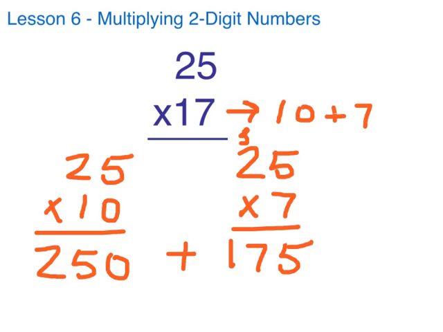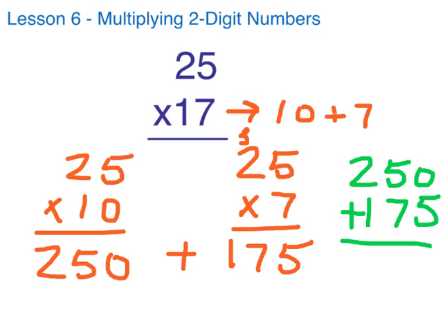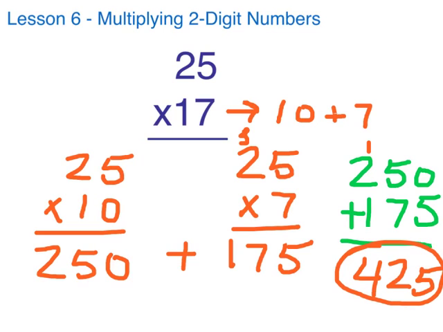So now we might have to do a little addition on the side. So 250 plus 175. Here we have a 5. 5 plus 7 makes 12. 1 plus 2 plus 1 makes 4. So our final answer, 425.